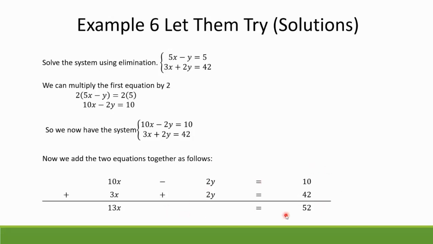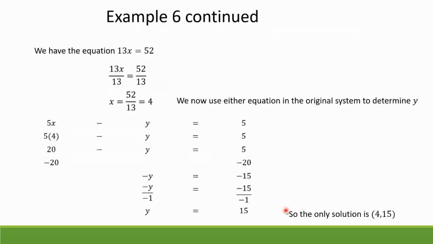And now we have one equation with only one unknown, x. Because of that, we can figure out what x is. How do we do that? We divide both sides by 13, because we want to know what x is. So we have 13x equals 52. We divide by 13, and we get x equals 4.